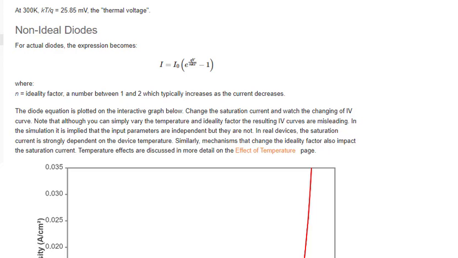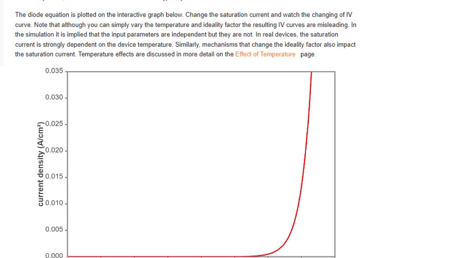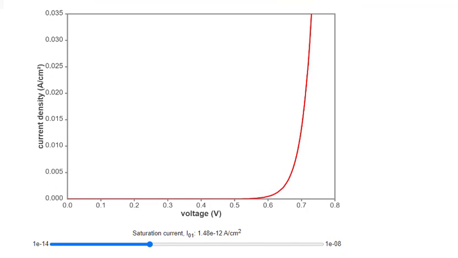Non-ideal diodes: N equals ideality factor, a number between 1 and 2 which typically increases as the current decreases. The diode equation is plotted on the interactive graph below. Change the saturation current and watch the changing of the IV curve.